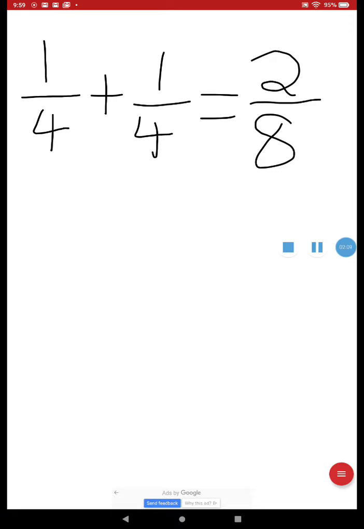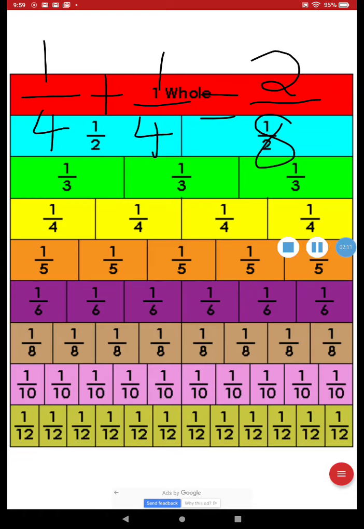Well, let's look back at our fraction chart and see. Let's look. I have 1/4 plus 1/4. And you're going to tell me that's 2/8. Well, let's look. Here's what 2/8 is. Is this equal to this? No, it's not. 1/4 plus 1/4 is not 2/8. What would 1/4 and 1/4 be? Very good. You see 2/4.